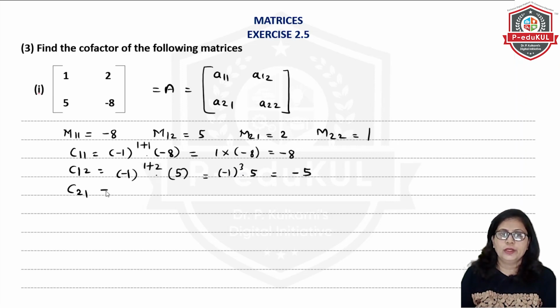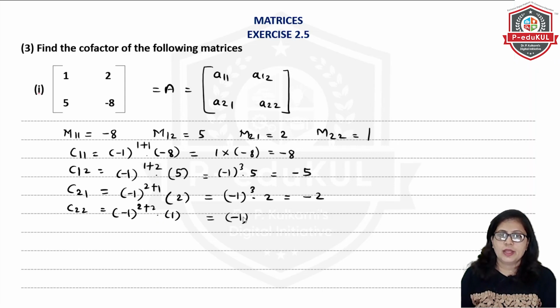Then C21 will be minus 1 raised to 3 into 2. So this will be minus 2. And then the last but not the least, C22 is minus 1 raised to 2 plus 2 into 1. So this will be minus 1 raised to 4 into 1. So this is plus 1. Okay. So these are the cofactors.